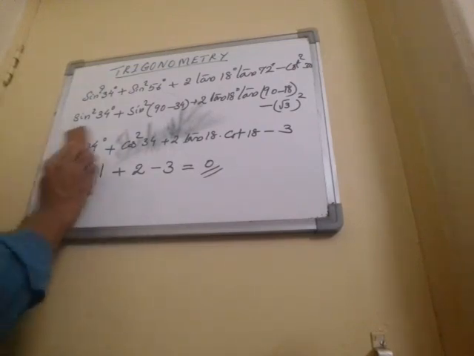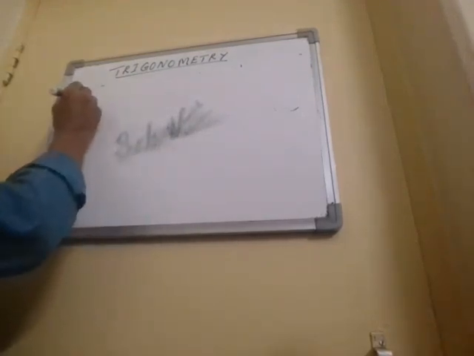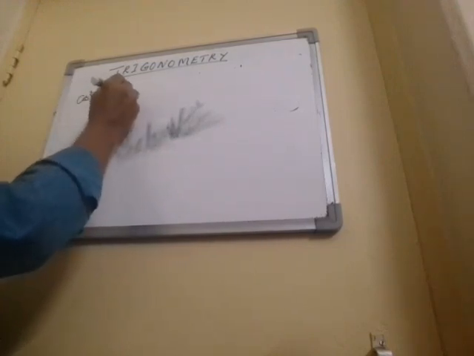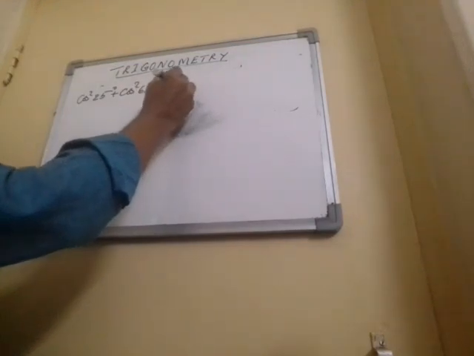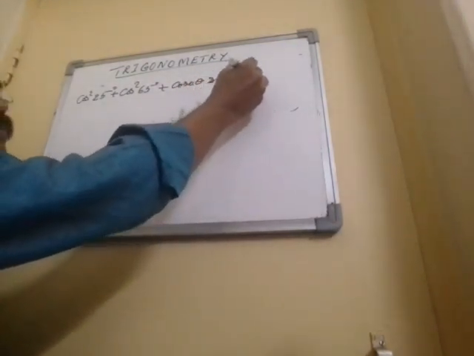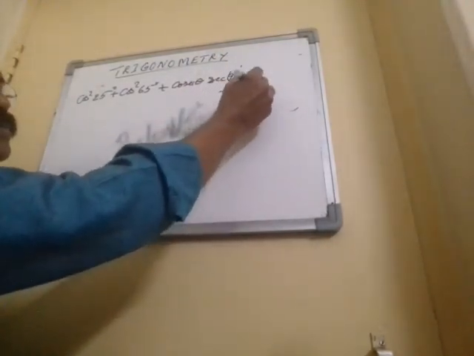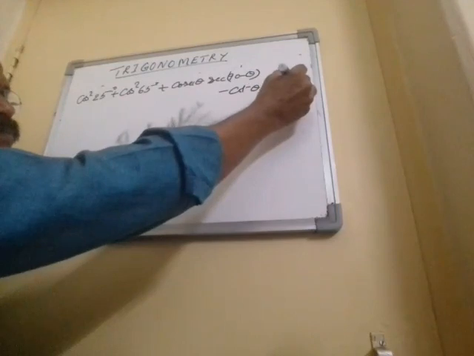See the question. Cos square 25 plus cos square 65 plus cosec theta into sec of 90 minus theta, minus cot theta into tan of 90 minus theta. It's a very simple question.